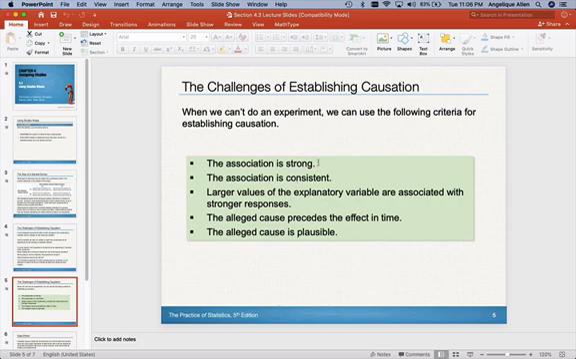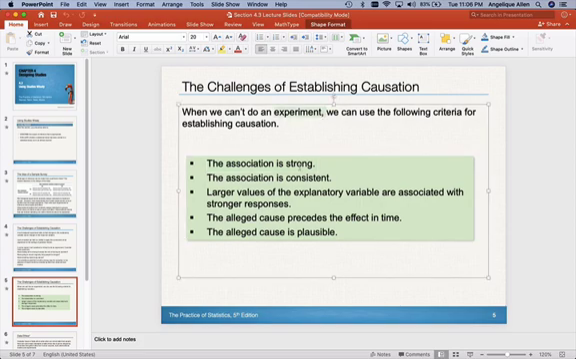So with any kind of two-way scatter plot type things you do, you would have to have an extremely strong association in order to establish causation without an experiment. The association is consistent; it happens every time, not just most of the time. When you have larger values of the explanatory variable, those larger values always come along with stronger responses to that explanatory variable. Then there's common sense. A cause has to precede an effect. Cause first, then effect. And then the cause is actually a plausible thing.